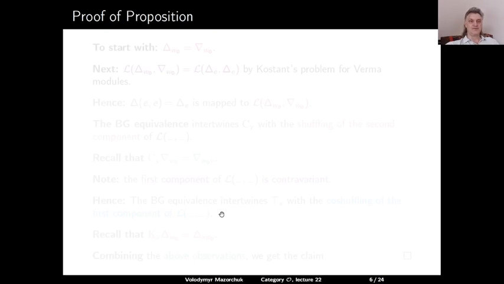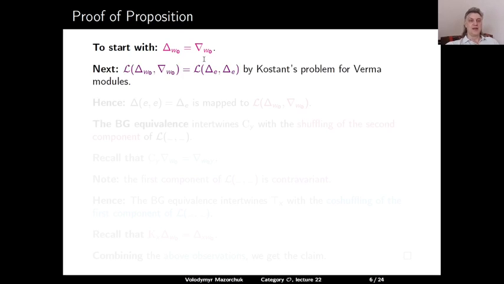So let us prove it. To start with, let us recall that the antidominant Verma is self-dual, so it coincides with the antidominant dual Verma module, and it's simple, of course. Next, recall that L(delta w0, nabla w0), which is the same as L(delta w0, delta w0), is equal to L(delta e) by Kostant's problem for Verma modules. This means that the Bernstein-Gelfand equivalence maps the dominant Verma module to the bimodule L(delta w0, nabla w0).